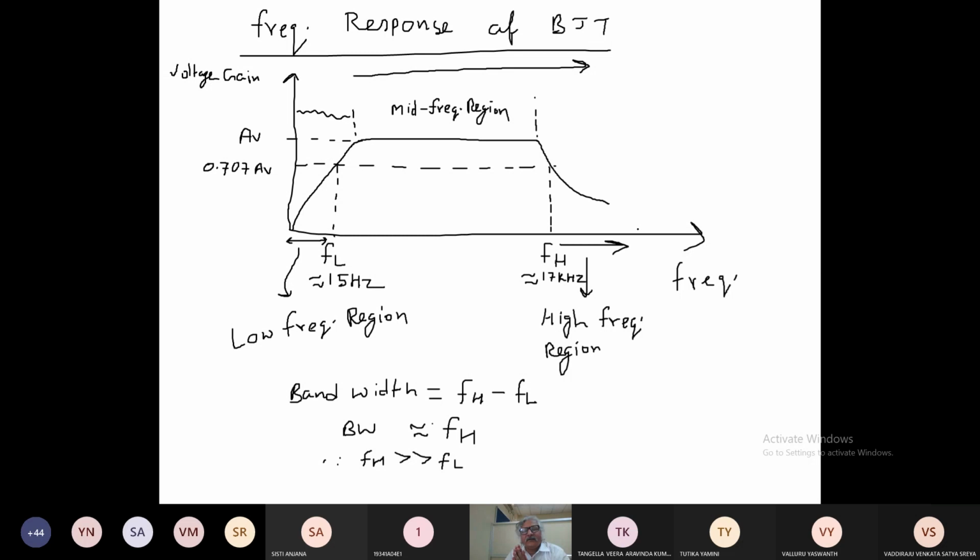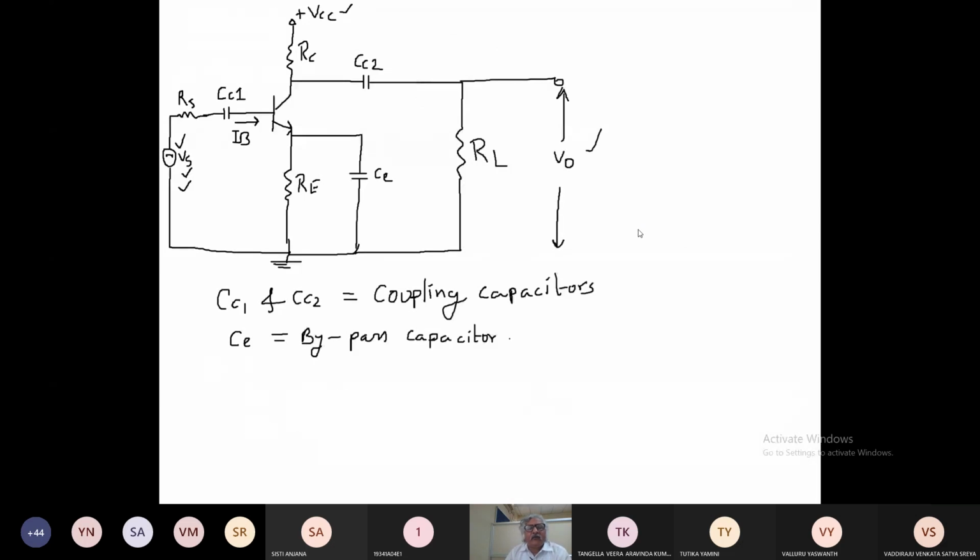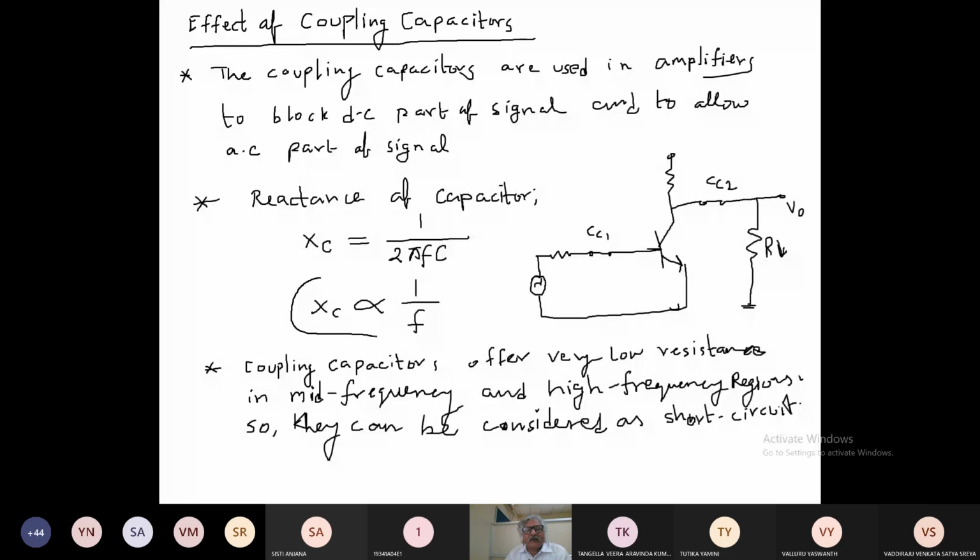In these regions, the frequency is higher than the low frequency region, right? Since the frequency is high, by seeing this expression, Xc is inversely proportional to F. So at mid frequency and high frequency region, the resistance offered by a capacitor is less, and it can be considered as a short circuit. So I have replaced the capacitor here by a short circuit.